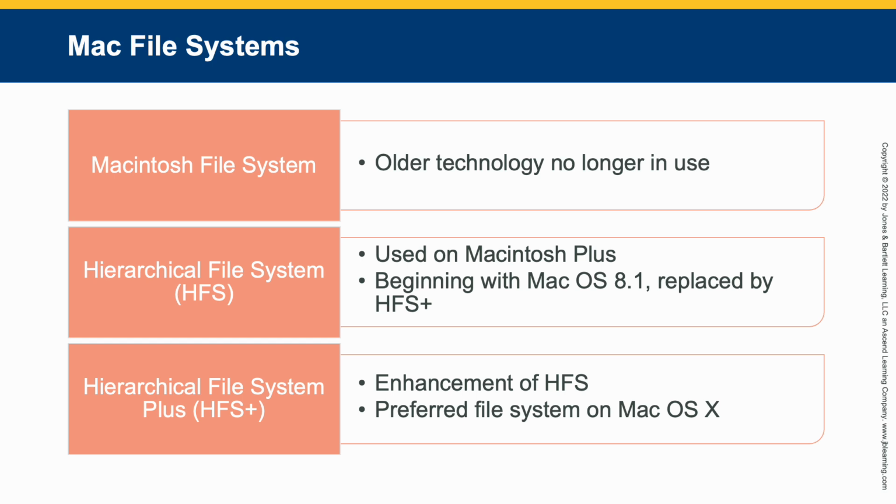Mac file system, as discussed earlier: Macintosh file system, older technology, no longer in use. Hierarchical file system, or HFS, used on Macintosh Plus beginning with Mac OS 8.1, replaced by HFS Plus. Hierarchical file system plus is an enhanced HFS, the preferred file system on Mac OS X.